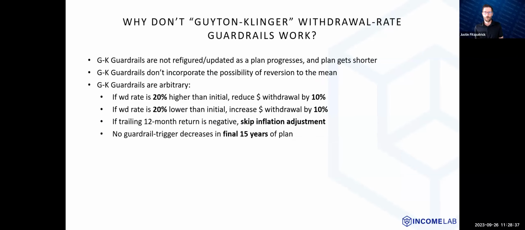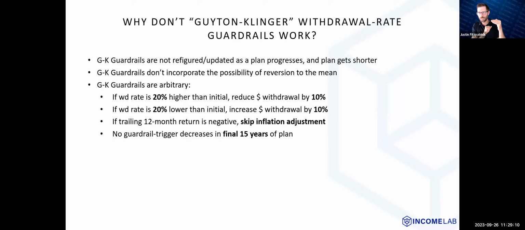So why does this withdrawal rate guardrail approach, this particular one, Guyton-Klinger, not work? Why is it performing so poorly in these tough periods in history? One reason is that the guardrails themselves are not refigured or updated as a plan goes on and the plan gets shorter. So we're using the same guardrail level throughout the plan. Now, we're not applying the lower guardrail in the latter part of the plan, but all of the guardrails stay the same.